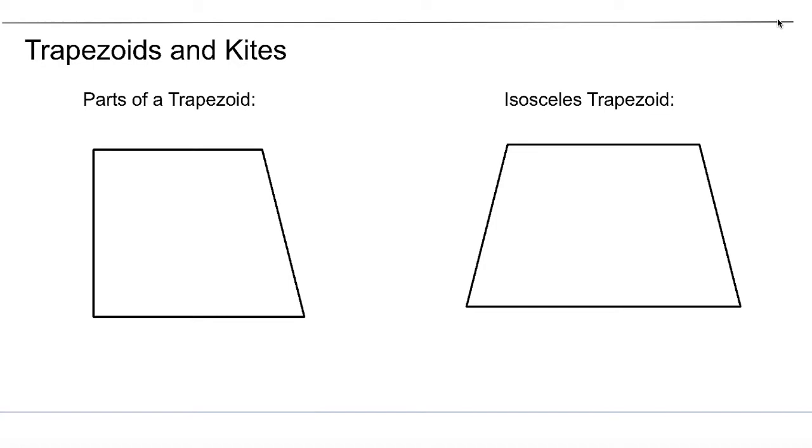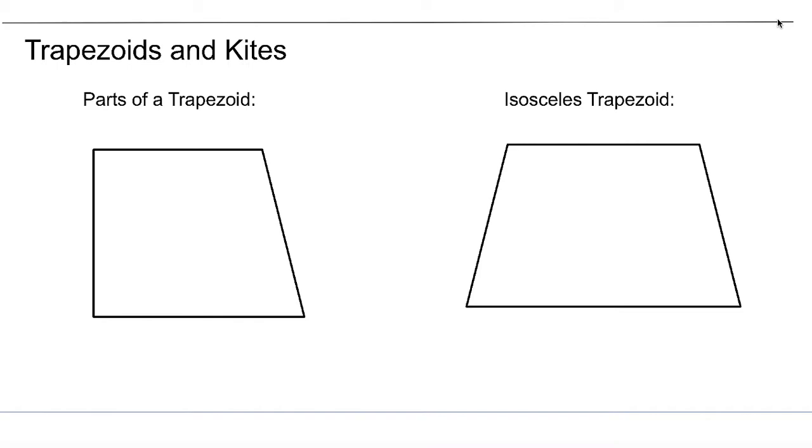Today we're looking at the last two types of quadrilaterals. They are trapezoids and kites. We're going to start by looking at the parts of a trapezoid, just like vocabulary, because sometimes they'll describe images to us and we really need to know what the parts are called in order to draw these things.